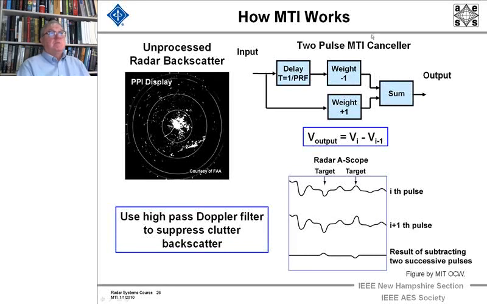And this is the simplest high-pass Doppler filter, a 2-pulse MTI canceller. And what we're doing here is we're taking the input data, we're not going to use the 3 pulses I showed you before in that. We're just going to use 2 pulses.